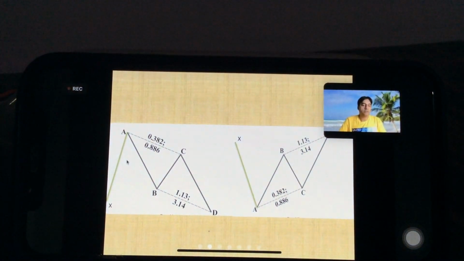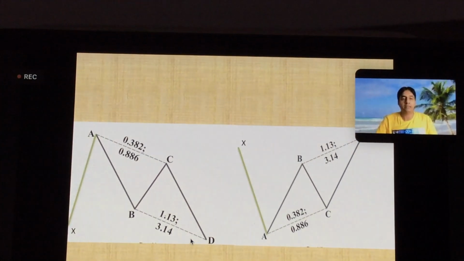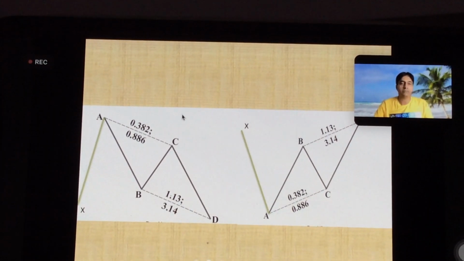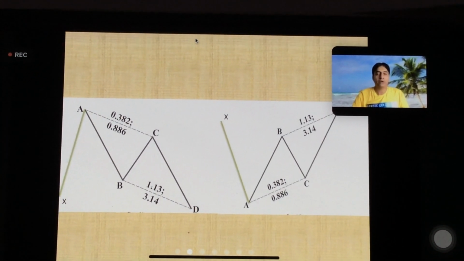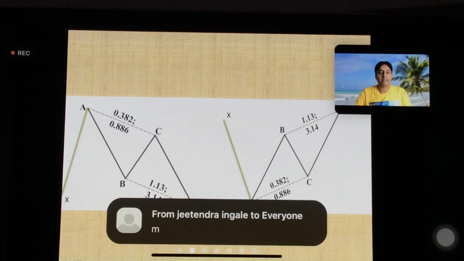First of all, which alphabet are we seeing on the left side? Can you make out which alphabet from A to Z this XABCD pattern is symmetrical to? Yes, it's M. Whenever we see this, our current market price will be somewhere here, from C to D.